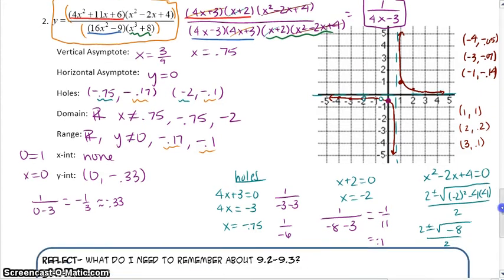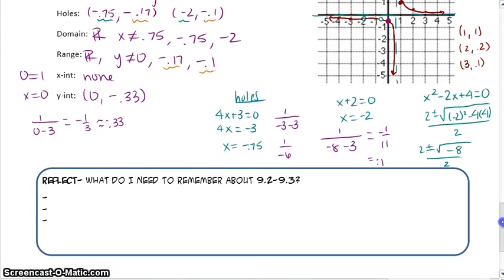Okay, so I want you to now reflect. What do you need to remember about 9.2 through 9.3 to do well on the quiz? Alright, write down 3 things here, and that is it. I will see you in class tomorrow.